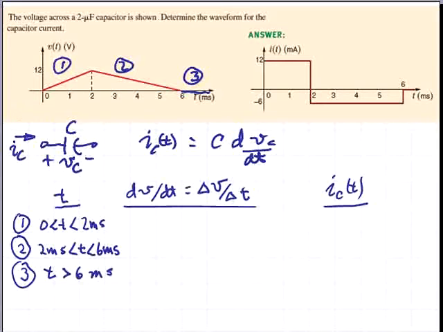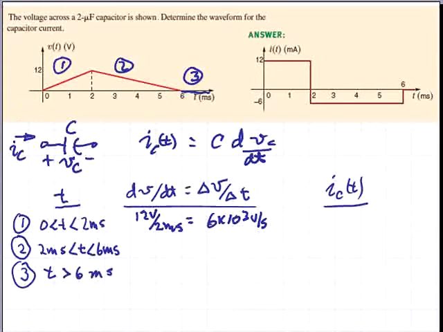So we want to determine these derivatives of the voltage with respect to time, and since these are linear segments, we can represent that derivative by the change in voltage divided by the time interval. So for the first period, we have a voltage rise of 12 volts occurring in a time of 2 milliseconds, and this is equal to 6 times 10 to the third volts per second for the derivative.